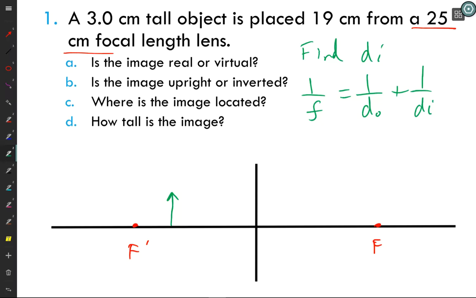What type of lens is it? Its focal length is positive. What type of lens has a positive focal length? A convex lens.